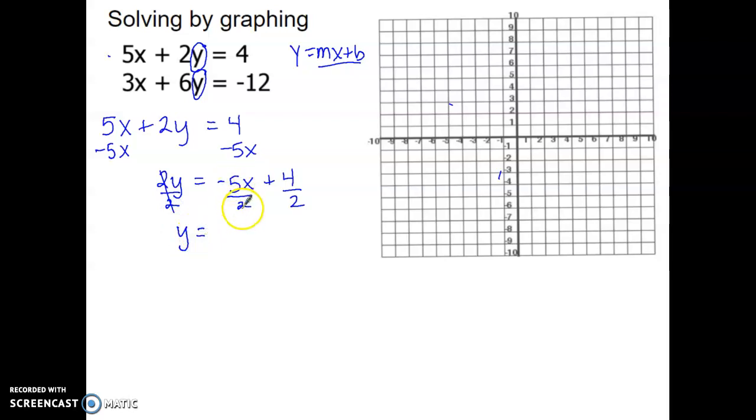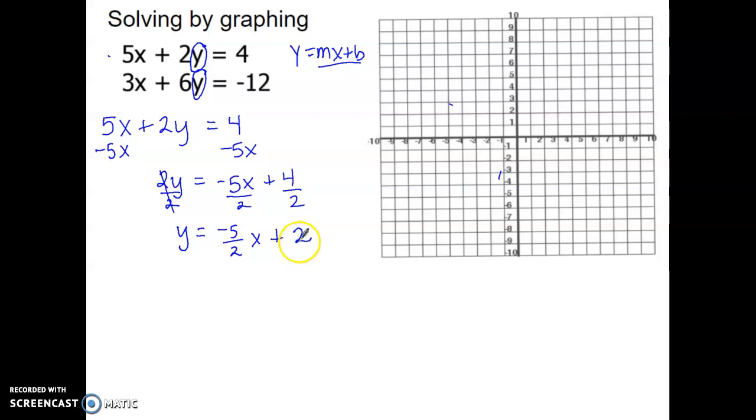We have a fraction here and it cannot be reduced, so we'll just leave it like it is. This is our slope, negative 5 over 2, x. Remember, the slope is just the number in front of x. So the slope is negative 5 over 2, and it's being multiplied times x. Plus 4 over 2 is just 2. There's our first line. So let's go ahead and graph that line.